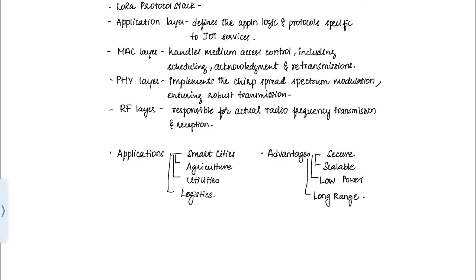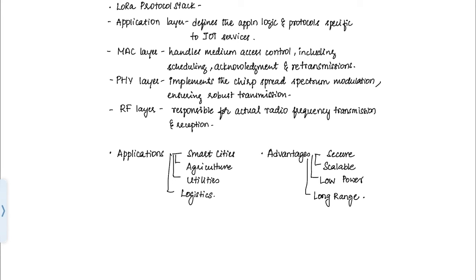Now let's look into the applications. First one is the smart cities, so street lights, waste management and all of that. Then agriculture, soil moisture sensing, irrigation control and all of that. Utilities, smart meters for electricity, water, gas. Logistics, that is supply chain monitoring, asset tracking and all of that.